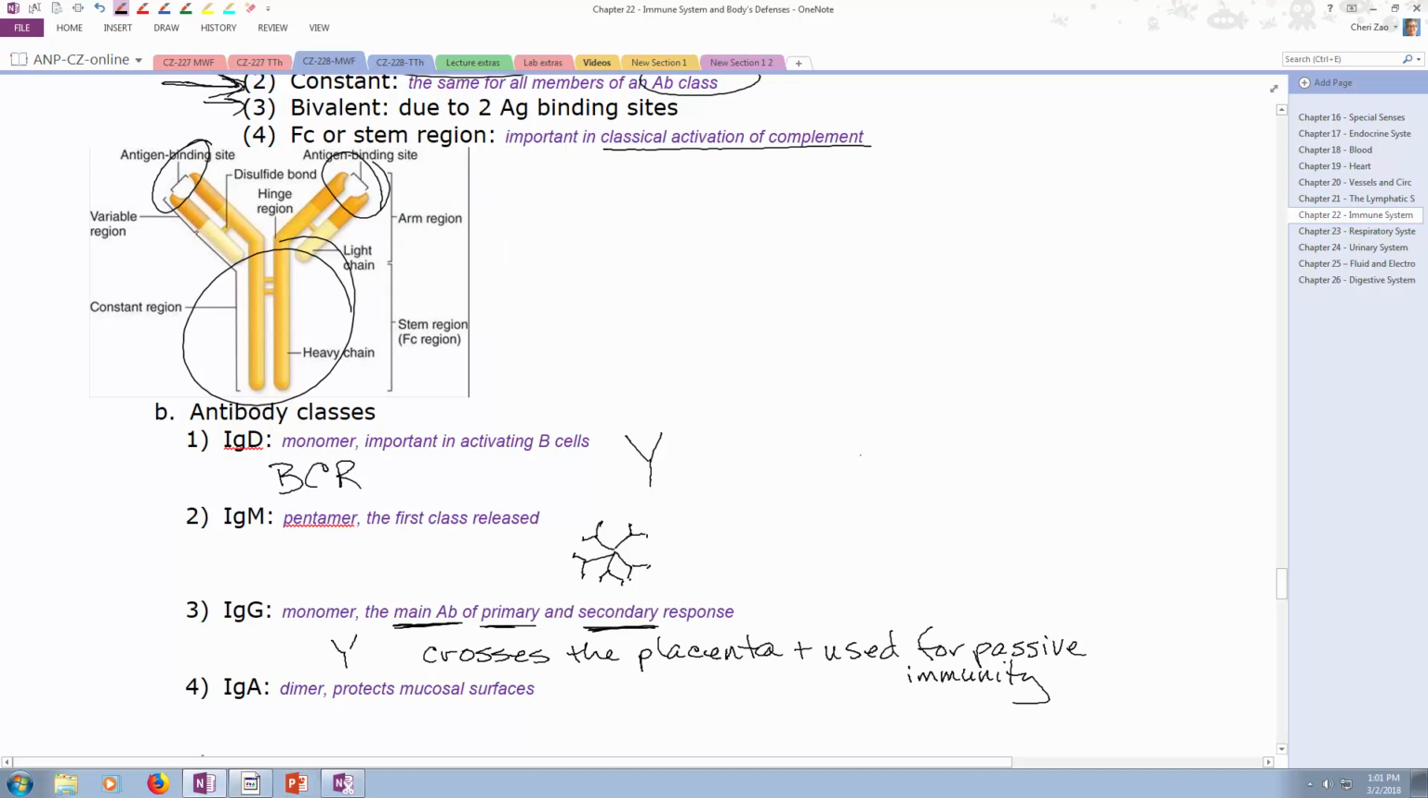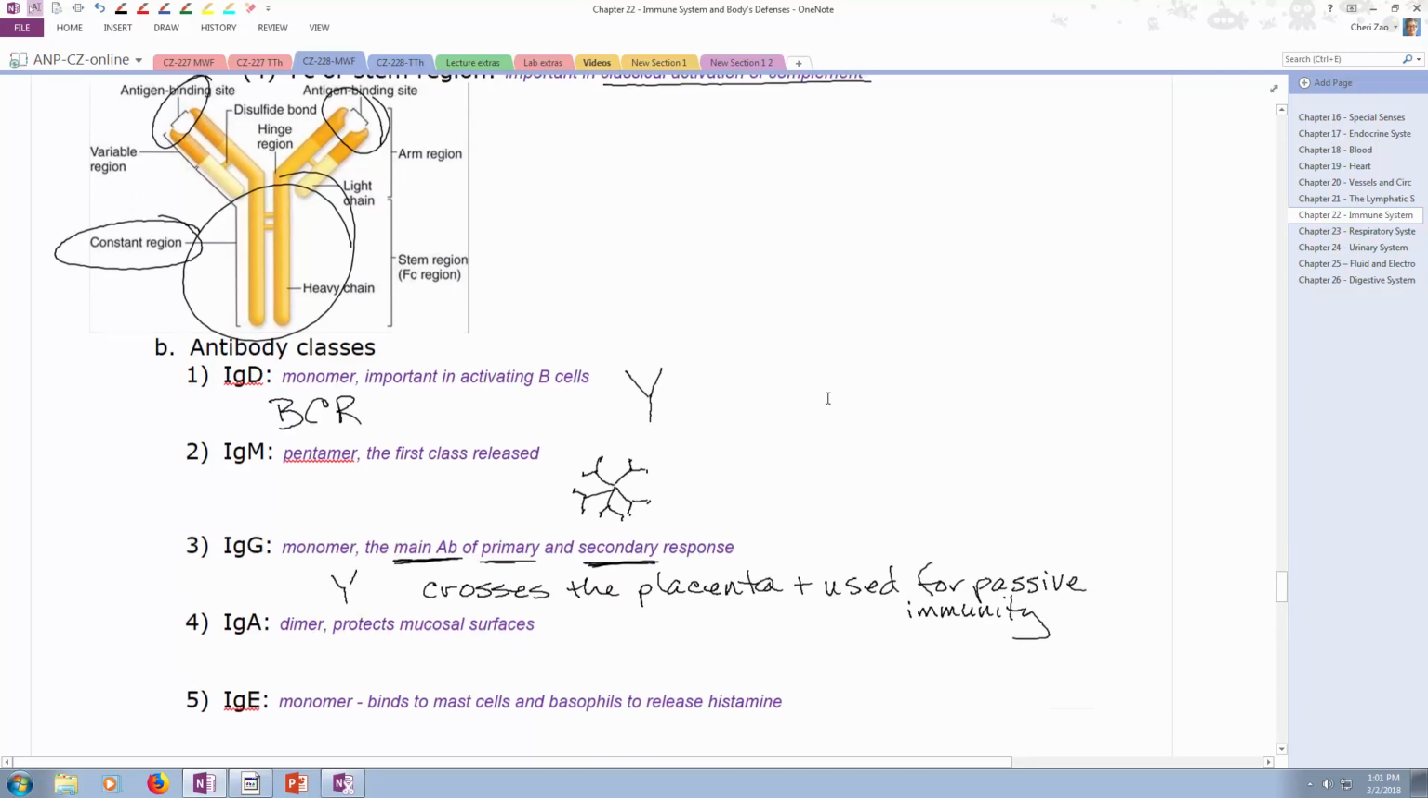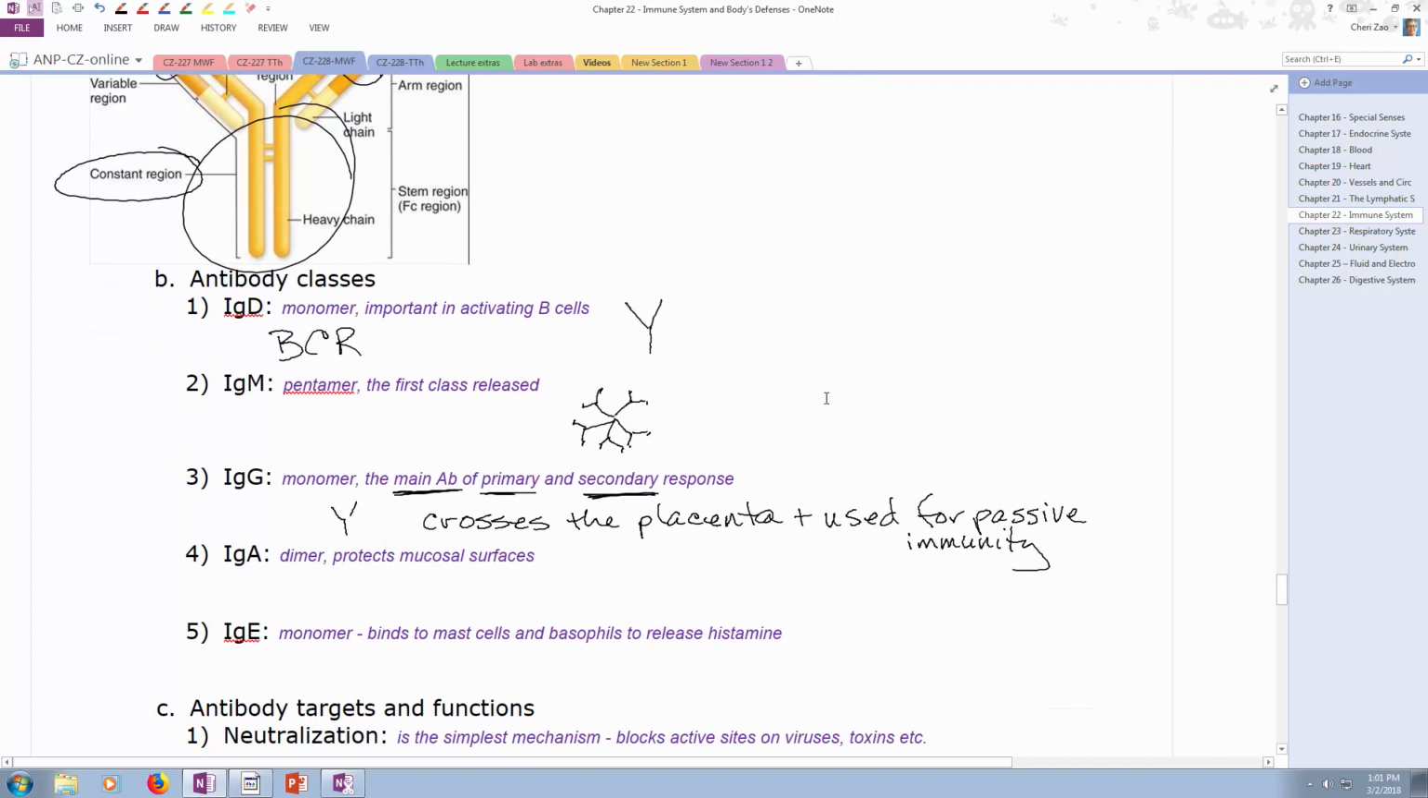Let's go ahead and finish off this chapter. We were just talking about immunoglobulins, which are the technical term for antibodies. And one of the things that's important is this constant region of our immunoglobulin is what gives us our various antibody classes. So let's take a look at the 5 antibody classes we have. Immunoglobulin D, which is what Ig stands for, M, G, A, and E.